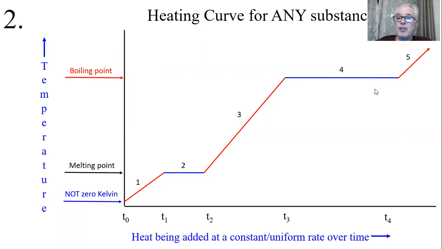The temperature goes up. You add heat to something and it gets warmer. So look at that red line, number 1. It starts out not at 0 Kelvin, but as you add heat at a constant rate, the temperature goes up. It goes up, it goes up, it goes up, and the solid gets hotter and hotter and hotter. But then it reaches what's called the melting point.